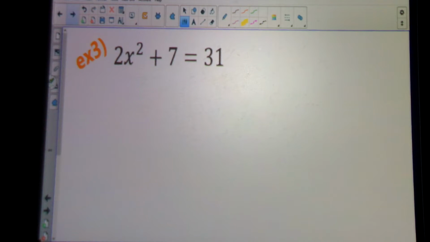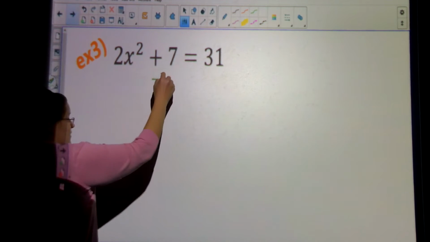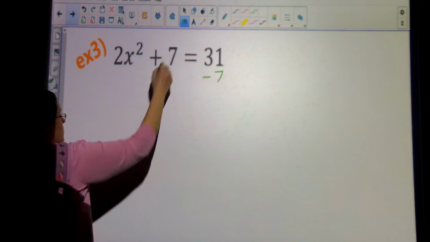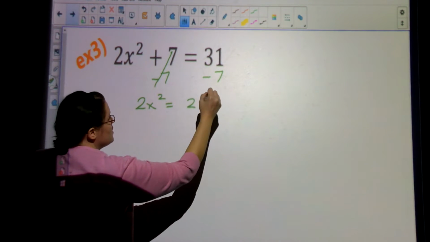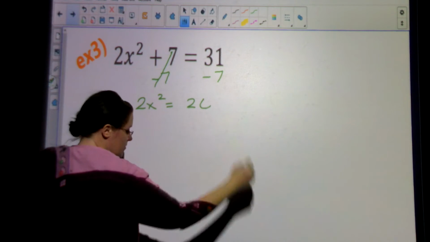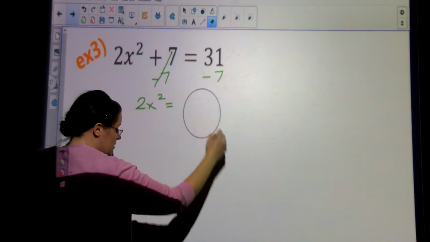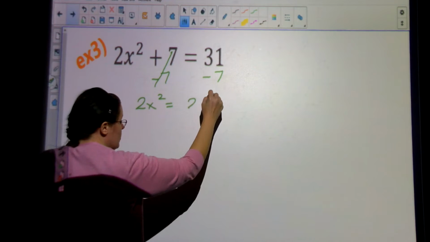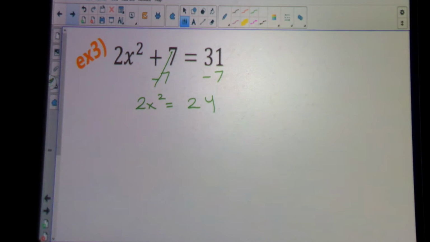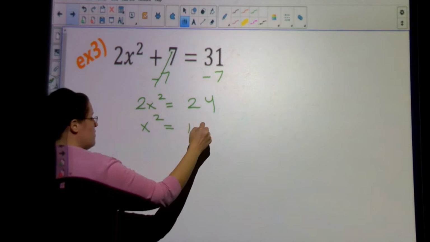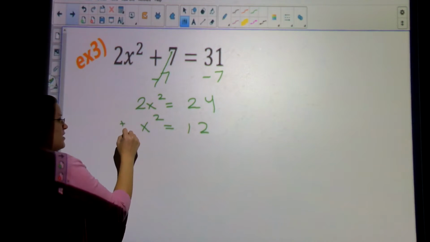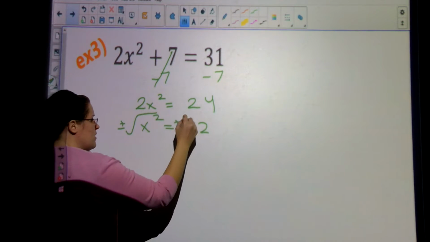Let's try another one. Okay, first thing we do, subtract 7. So I get 2x squared equals, let's see. Sorry, can't write today. 24. Okay. Divide by 2. I get x squared equals 12. So now plus or minus the square root of each side.